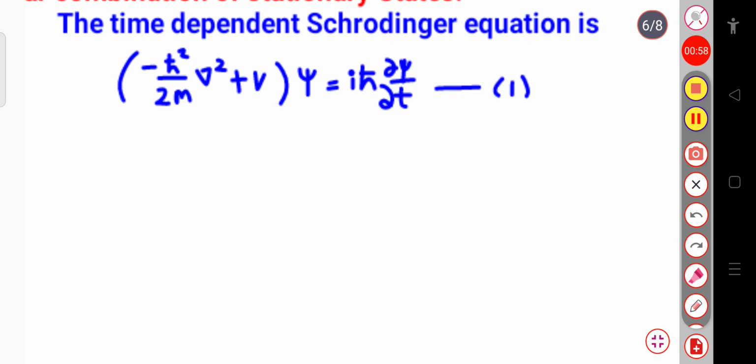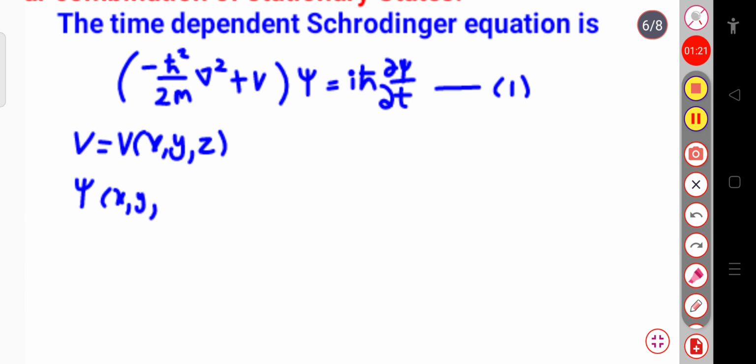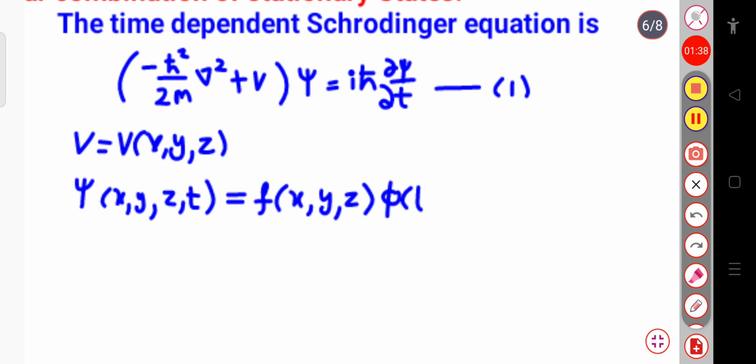Now, when this potential V is independent of time, that is, V depends only on x, y, z, the position coordinates, and it is independent of t, now we can write the wave function psi as a function of x, y, z and t. Now we can split this wave function. It will be a function f of xyz, that completely depends on the position, and another function phi, that will depend on t.